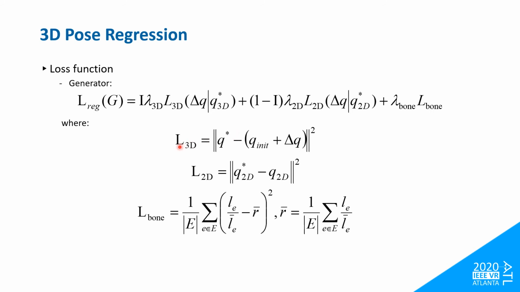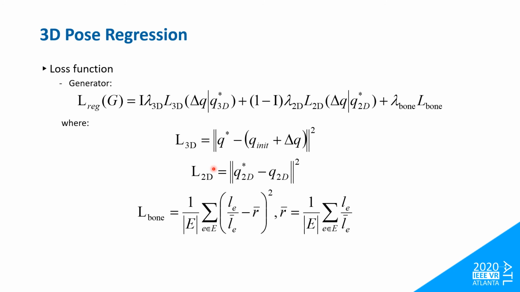The first term, L3D, enforces the predicted position of the 3D joints to be close to the ground truth position of the 3D joint. We use 2D joint label supervision to learn the 3D joint location and adopt a 2D joint loss, L2D, which can reduce the searching space of the 3D human pose. It is the second term in our loss function.